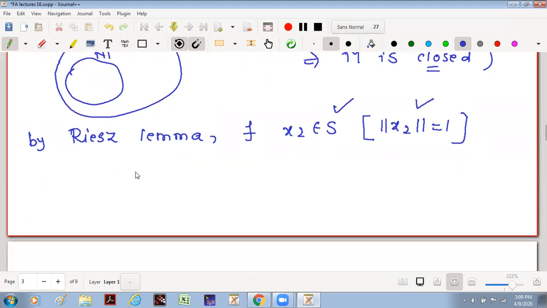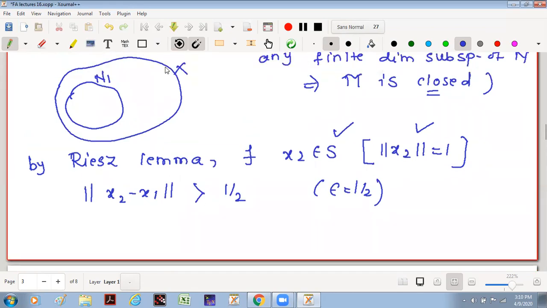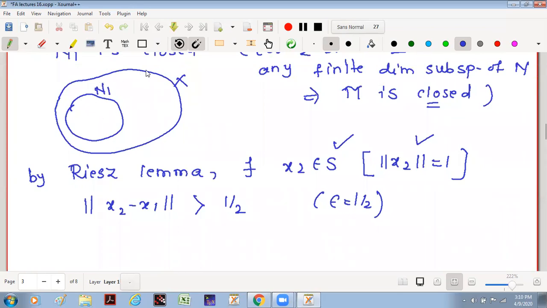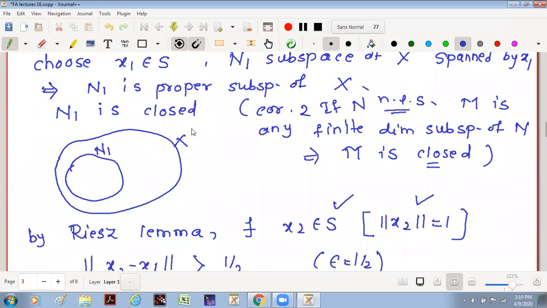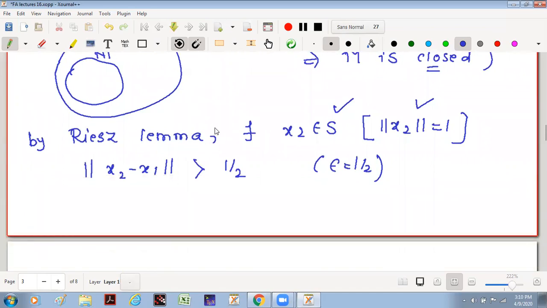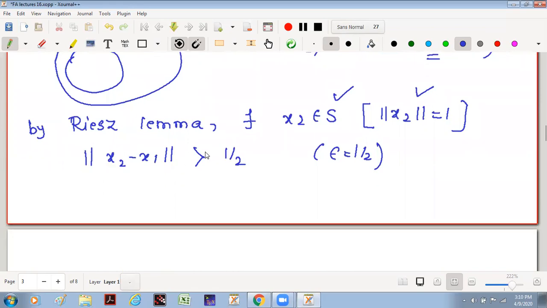Then, as we are saying, there exists a vector x2. Therefore, the distance between x2 and x1 is greater than epsilon. For the sake of convenience, let me select the epsilon value to be half particularly. Epsilon lies between 0 and 1; in the Riesz lemma, we have seen this. Here N1 is a proper subspace of X, and by Riesz lemma, we have found a vector x2 in S such that norm of x2 minus x1 is greater than 1 by 2.